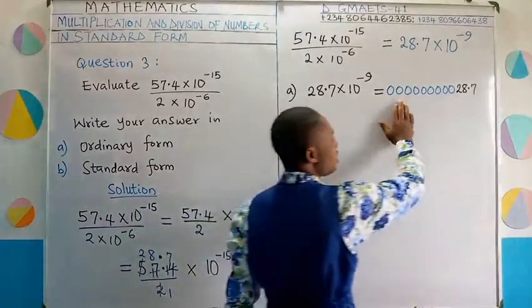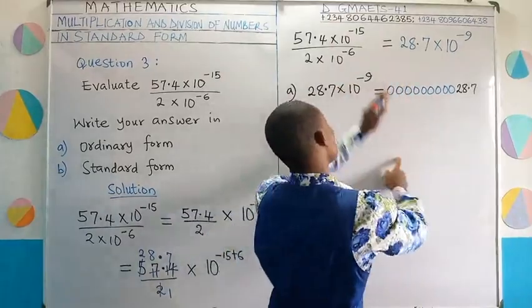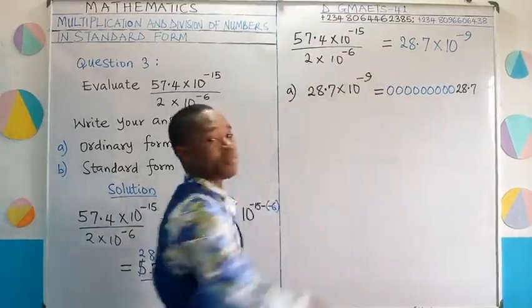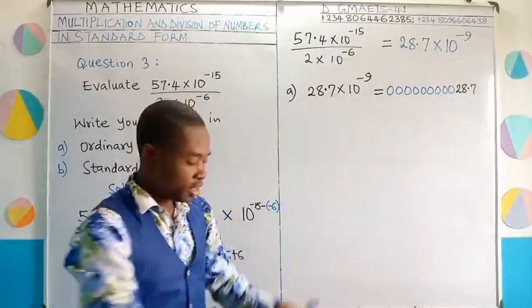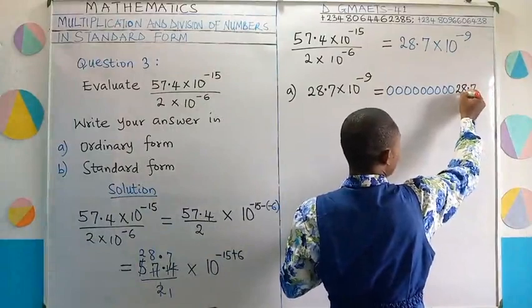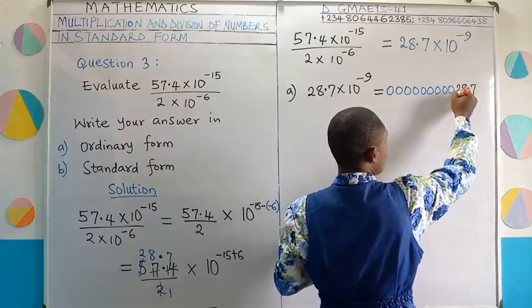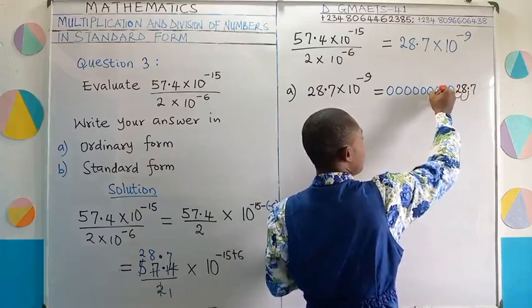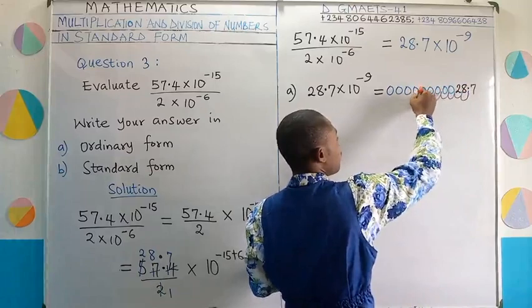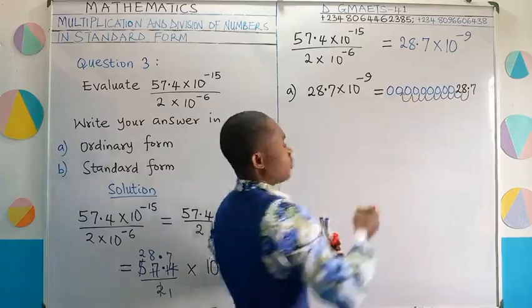Once you have done this arrangement, now you have to move the point 9 times to the left. That is what this minus 9 is telling you. Are you getting me right? So watch as I do that. From here, I'm going to move the point 9 times. 1, 2, 3, 4, 5, 6, 7, 8, 9. So this is where you expect the point to be.